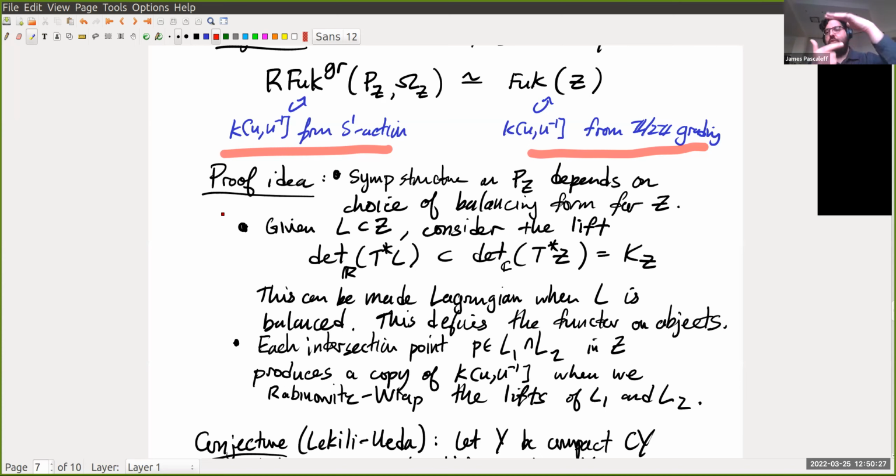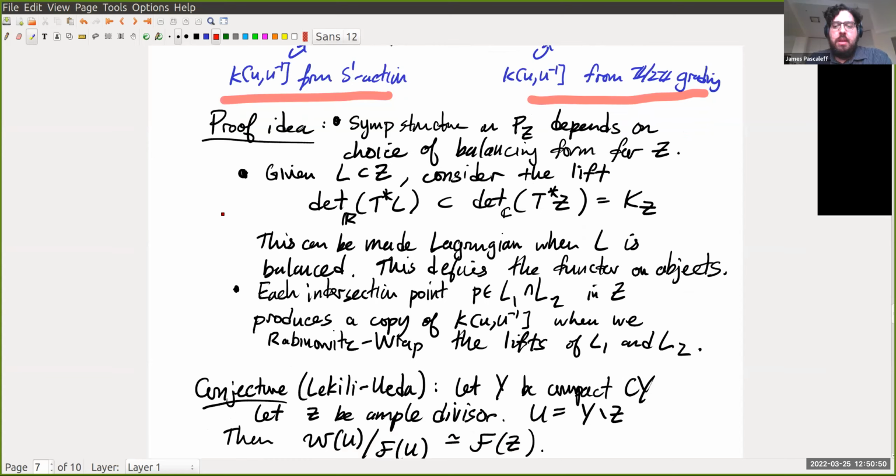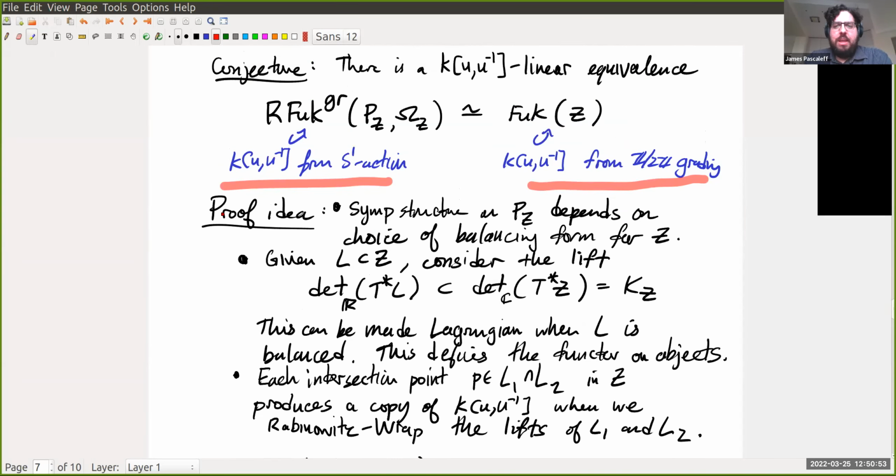And when you do this Rabinowitz wrapping, it looks like you produce this KUU inverse. So the contribution of an intersection point downstairs is a copy of KUU inverse when you do the Rabinowitz-type wrapping. And I'm treating that in a very naive way. I think there's a lot to do if you wanted to make this rigorous, but just naively, there seems to be an idea for how this works. Okay, so I wanted to do that because that gives me extra room to do my kind of twisting.